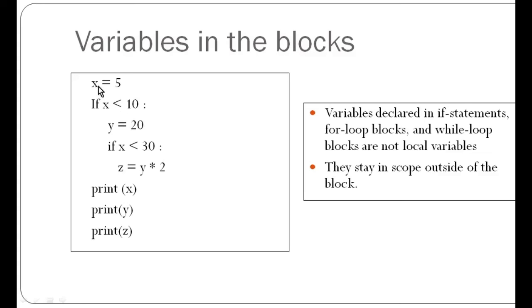Here you can see that x is equal to 5. So from this point onwards, x will be available. And then I have an if condition. I am defining another variable y is equal to 20. So from here onwards, y will be available irrespective of the block. So similarly, z value will be available from this point onwards. So variables defined in if statement, for loop blocks and while loop blocks are not local variables. They stay in scope outside the block also.